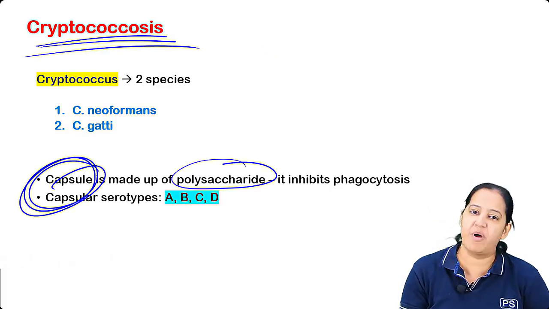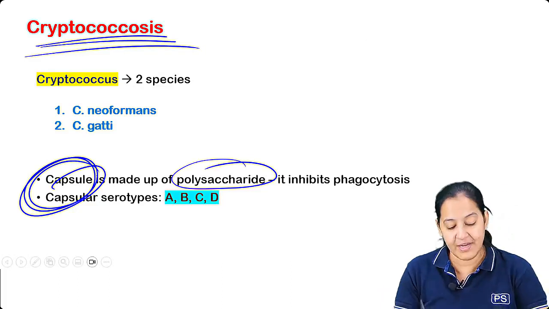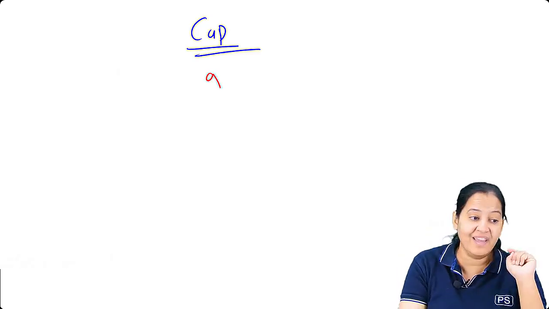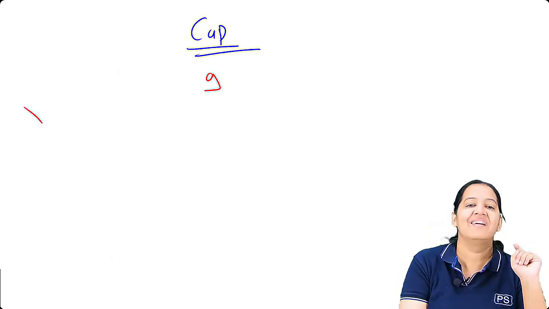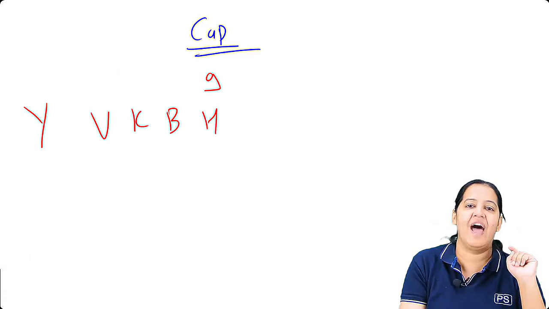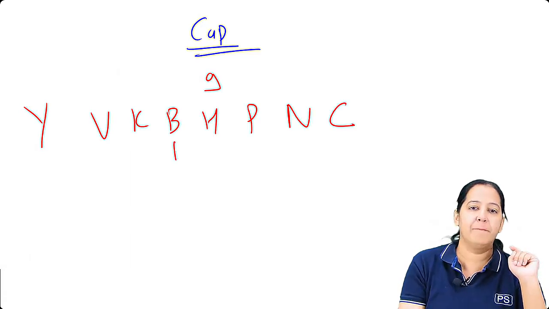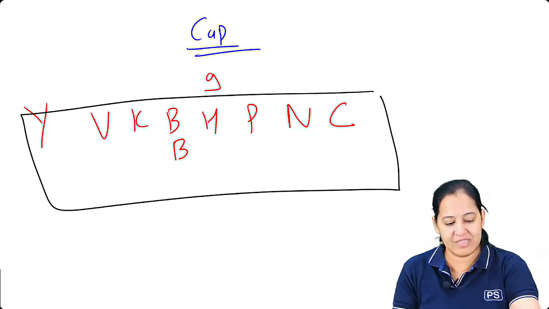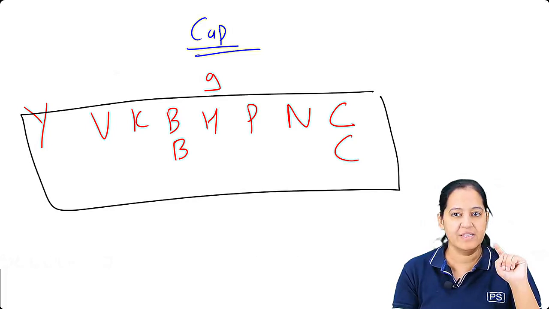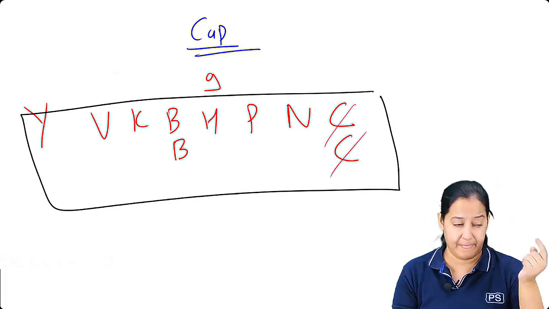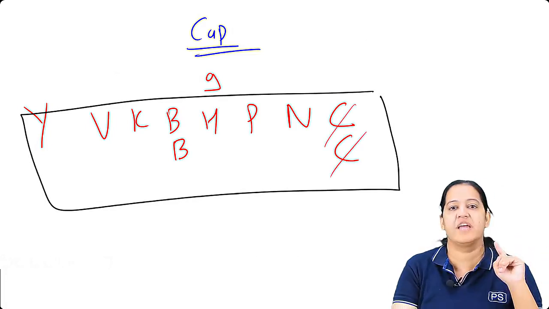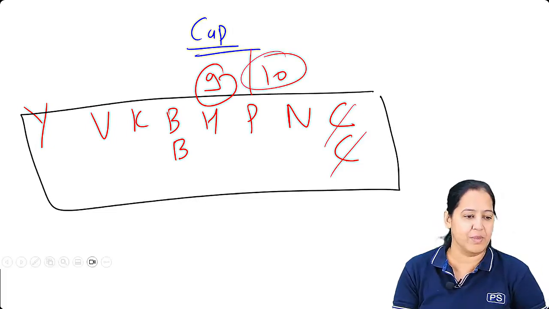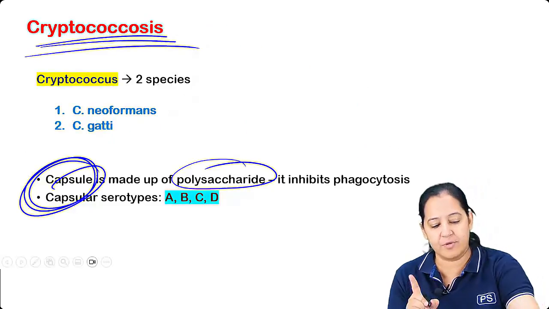The capsule is made up of polysaccharide only, like all capsules. Yesterday I taught you capsulated organisms. How many capsulated bacteria do you know? 9. Very killer bacteria have pretty nice capsule. And B is double. So if you say bacteria, they are 9. And if you say all organisms, then make C double also. One is Clostridium and one is Cryptococcus. So total 10 organisms. I told you there too: 9 bacteria, 1 fungus, total 10 organisms, 9 plus 1. So Cryptococcus is the only capsulated fungus, please learn.